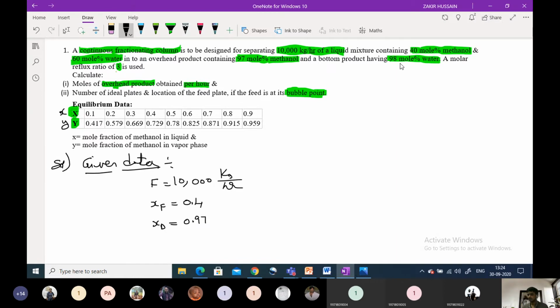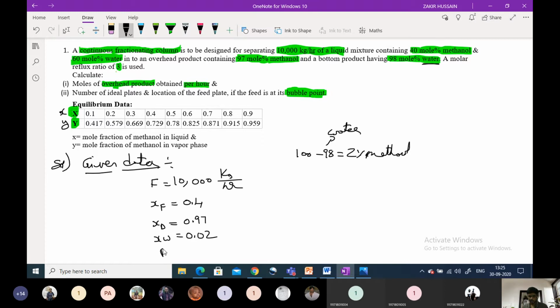And the bottom product has 98 mole percentage water. Water is the less volatile component compared to methanol. So we have to take the fraction of the bottom product which is the more volatile component. So 100 minus 98 is equal to 2% methanol. 98% is already water, so the remaining percentage will be methanol. So XW is equal to 0.02, 2 divided by 100. So XW we obtained.